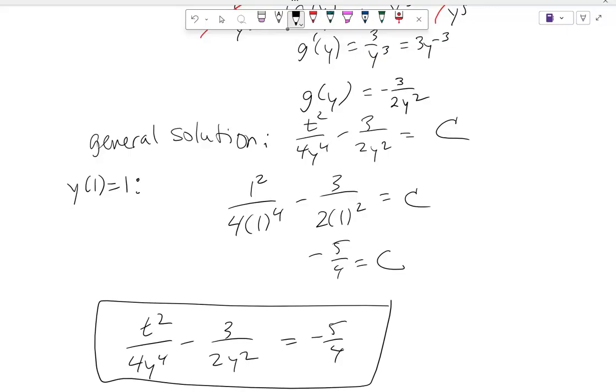Other questions? That's a good question. Yeah, this is an implicit solution, because we did not solve for the y, and I wouldn't suggest doing it. If you really wanted to use a computer, there's computer algebra systems that can solve it quick for you. I would not do that by hand.